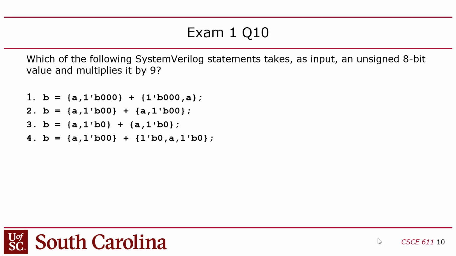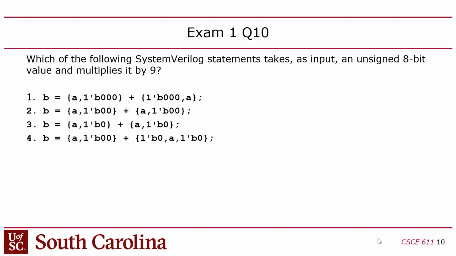Okay, which of the following SystemVerilog statements takes as input an unsigned 8-bit value and multiplies it by 9? Okay, so how do you multiply a value by 9? You know that if you shift a value to the left by n bits, it'll multiply it by 2 to the nth power, right? But 9 is not a power of 2. So you have to add the value shifted by 3 bits, the multiply by 8 version, and the multiply by 1 version, right? If you multiply the value by 8 and add that to the value multiplied by 1, then you'll have multiplied it by 9.